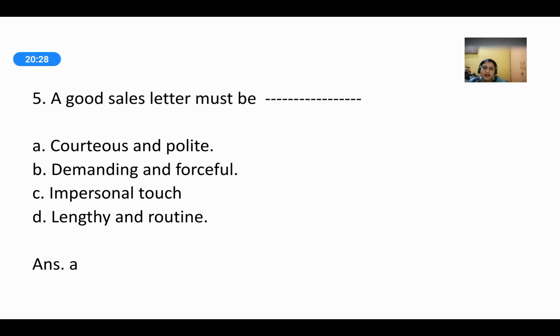A good sales letter must be courteous and polite, demanding and forceful, impersonal touch, lengthy and routine. Option A is the answer. A good sales letter must be courteous and polite.